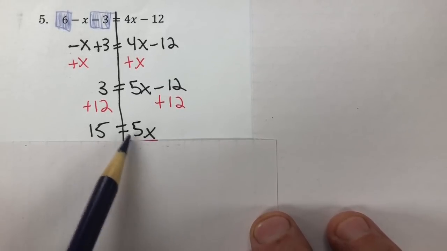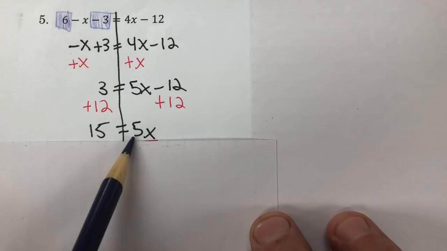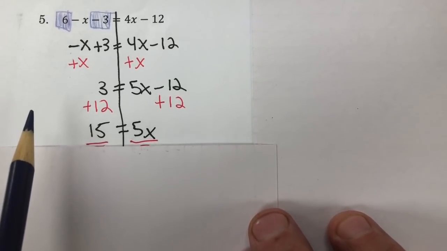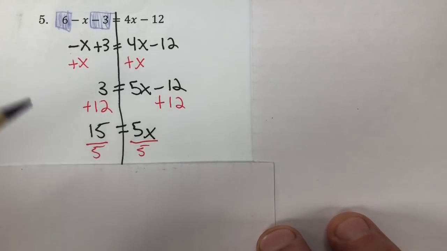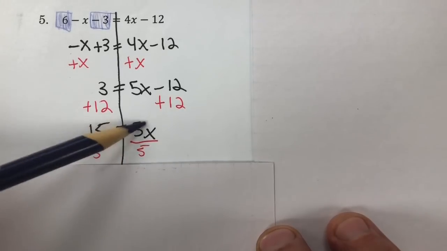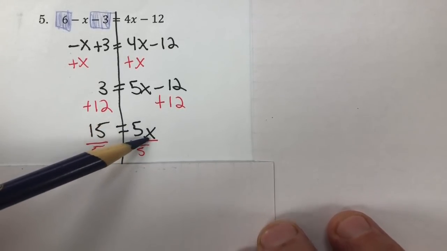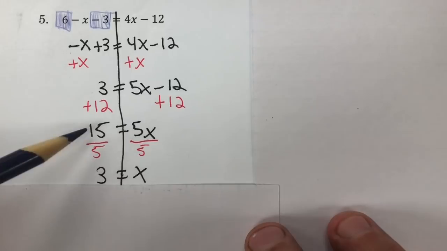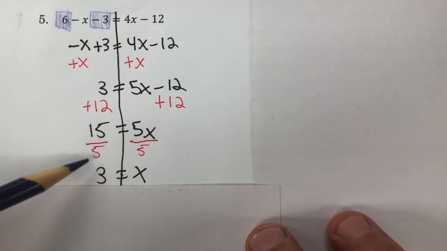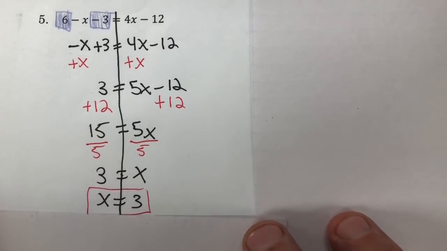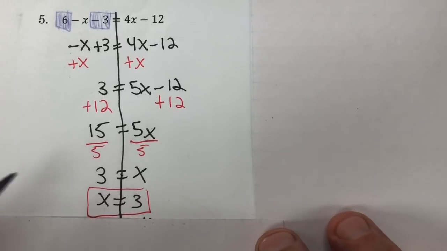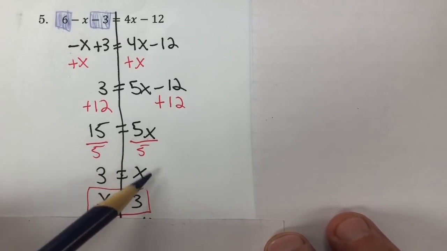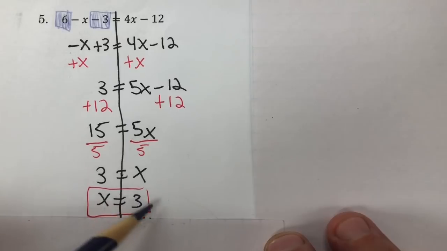This operation is multiplication. Inverse property of multiplication is division. So I'm going to divide both sides by 5. This gives me the giant 1. 1 multiplied by x will give me x. 15 divided by 5 equals 3. So x equals 3.